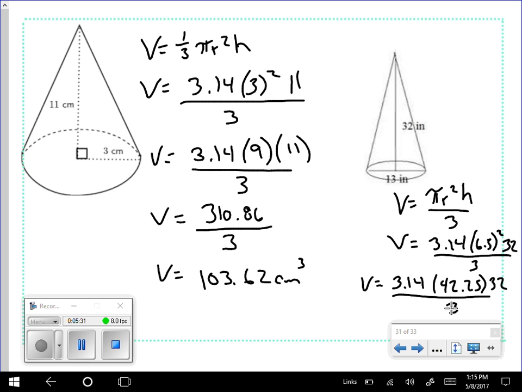I'm going to multiply these all across. So I multiplied the numerators. Just want to make sure I multiplied them correctly. 3.14 times 42.25 times 32 is 4,245.28, and then I'm going to divide that by 3. So my volume here is fairly large, 1,415.1, and I'm going to round to 0.1 because it kind of goes on forever. Inches cubed since it's volume. All right, make sure you have that one down as well.